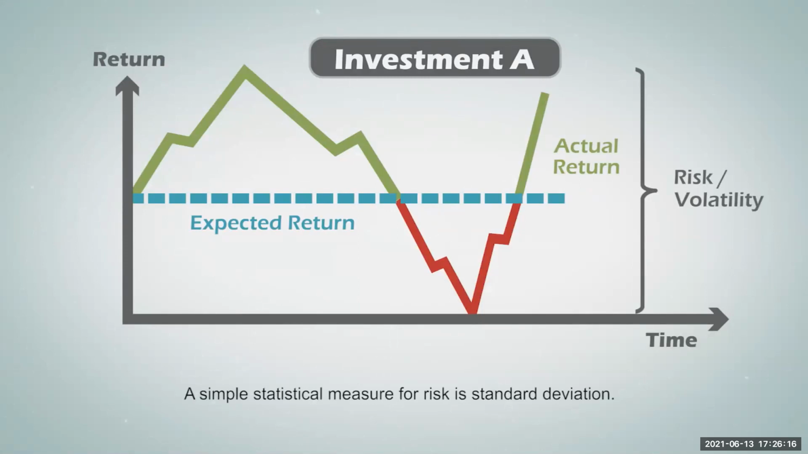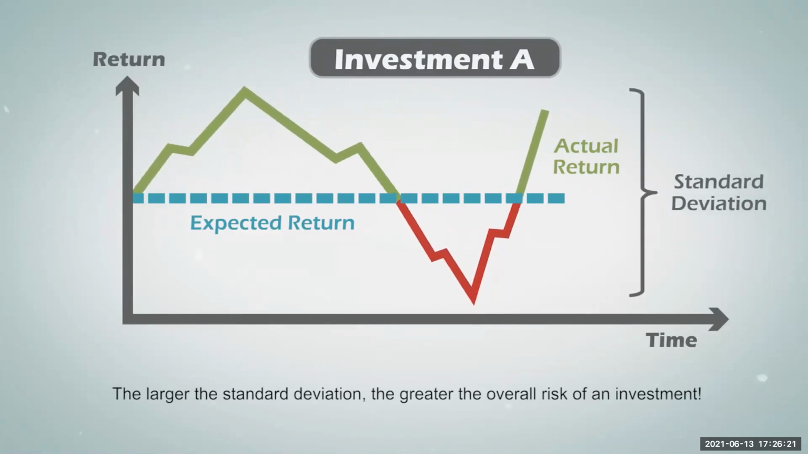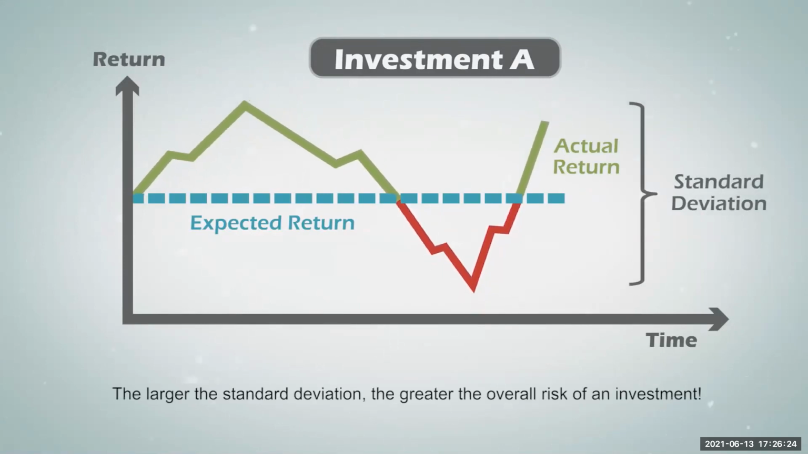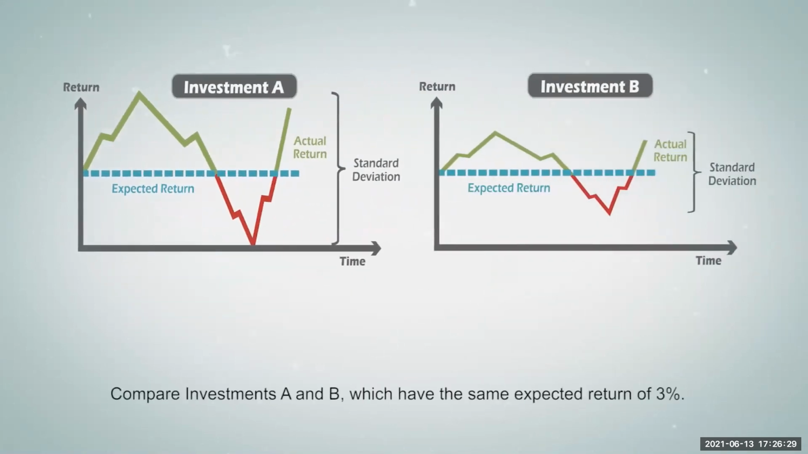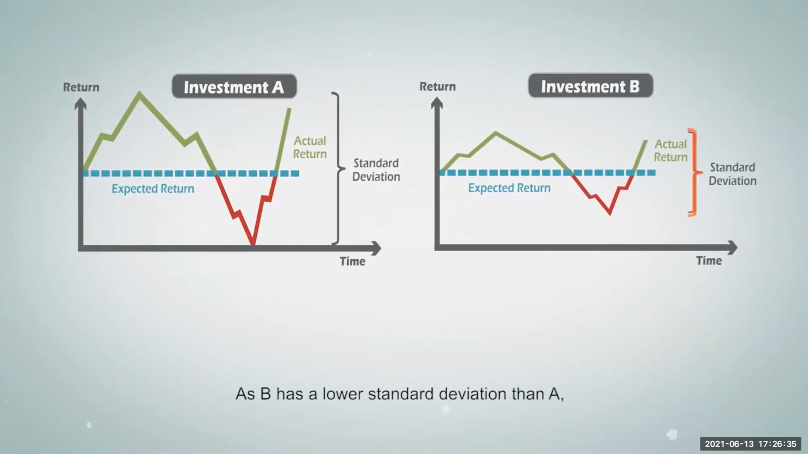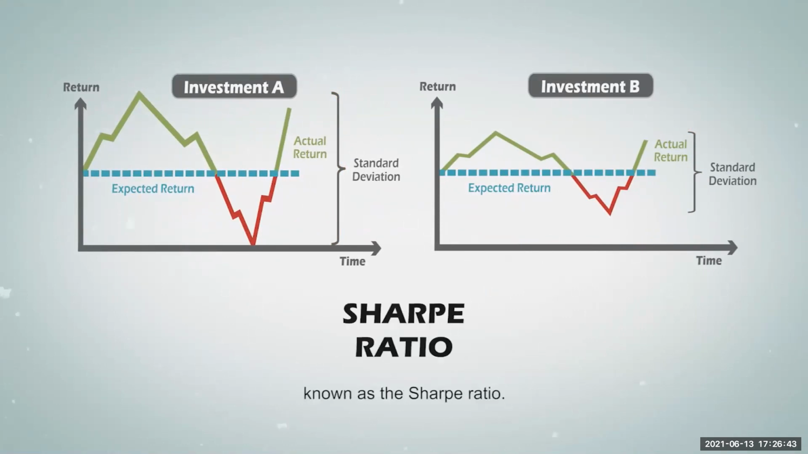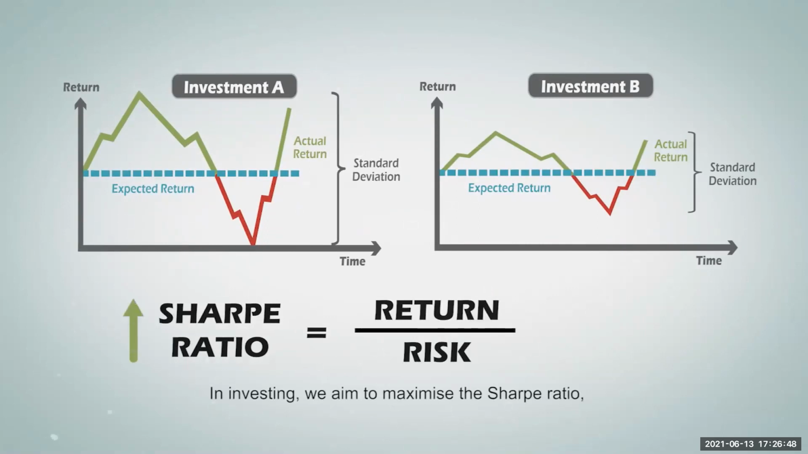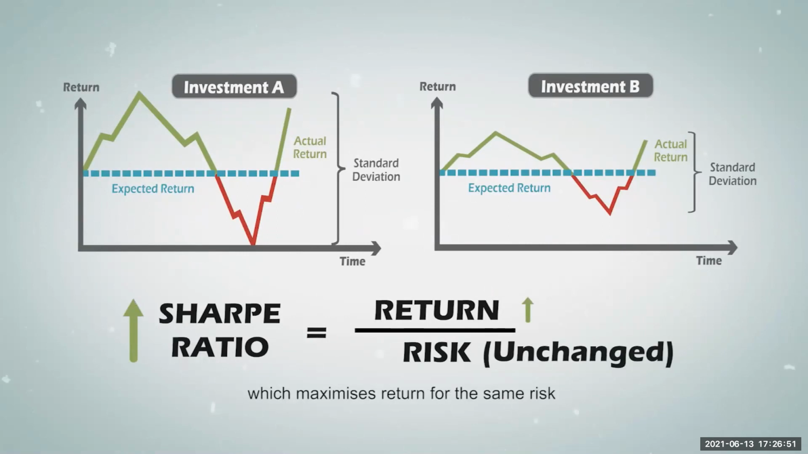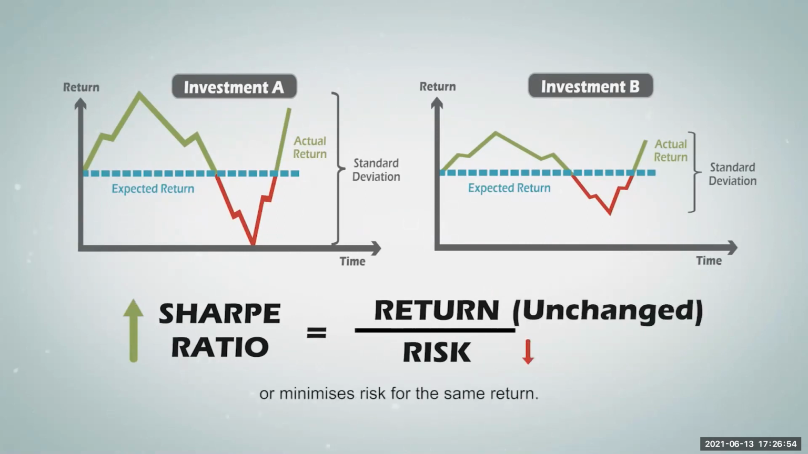A simple statistical measure for risk is standard deviation. The larger the standard deviation, the greater the overall risk of an investment. Compare investments A and B, which have the same expected return of 3%. As B has a lower standard deviation than A, it will give a higher return to volatility ratio known as the Sharpe ratio. In investing, we aim to maximize the Sharpe ratio, which maximizes return for the same risk, or minimizes risk for the same return.